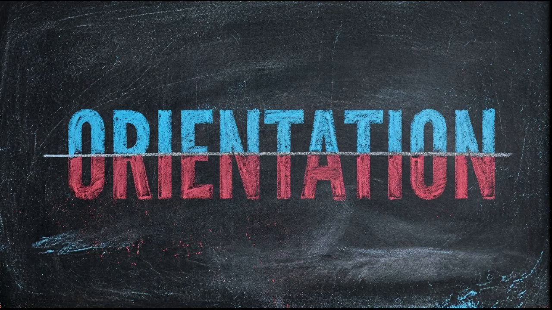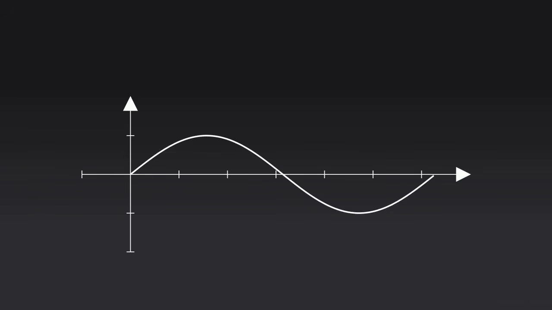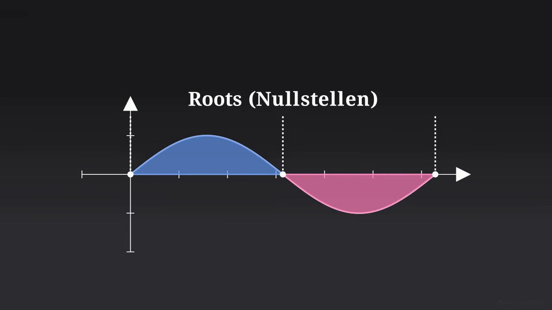But standard integration creates a friction point known as oriented area. If a function dips below the x-axis, the calculus treats that space as negative. If we calculate a wave that spends equal time above and below the axis, the integral might return 0, even though the physical area is clearly there. To find the true geometric size, we have to perform a visual flip.